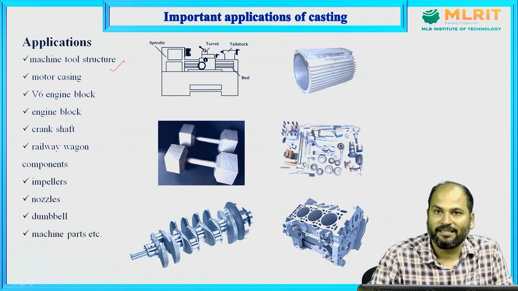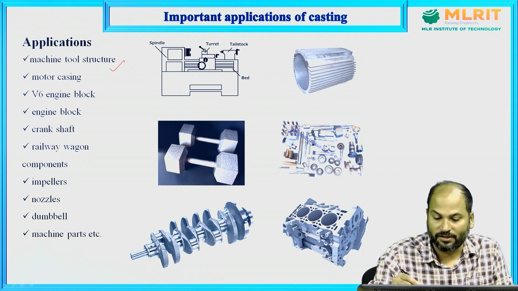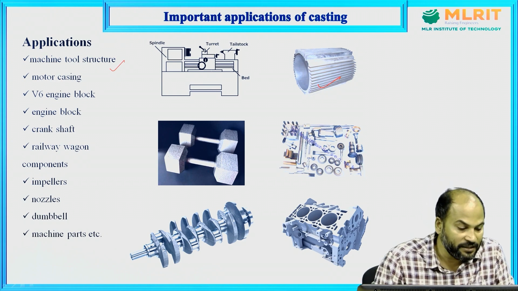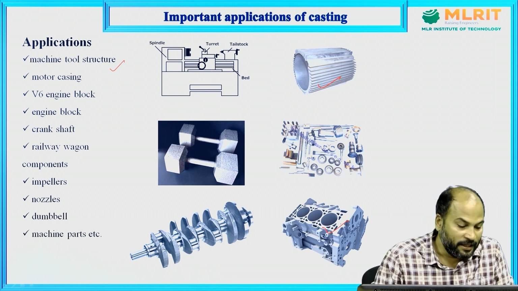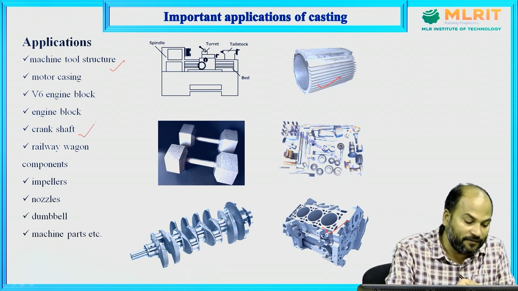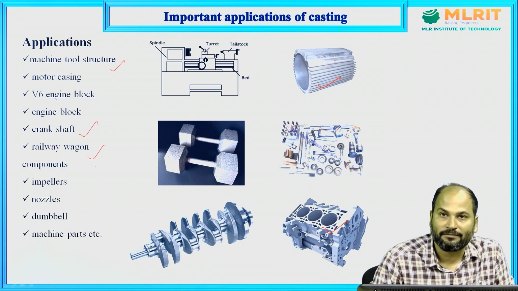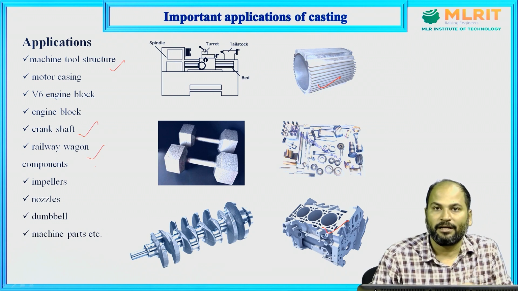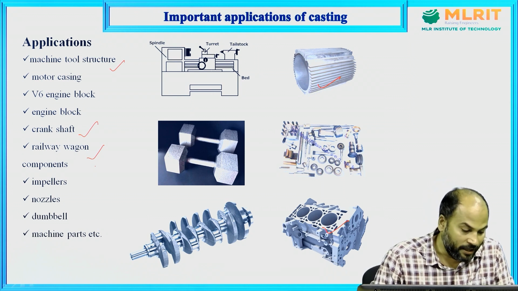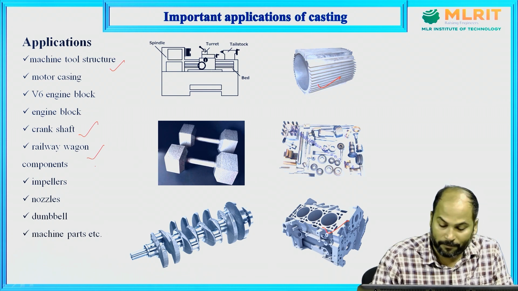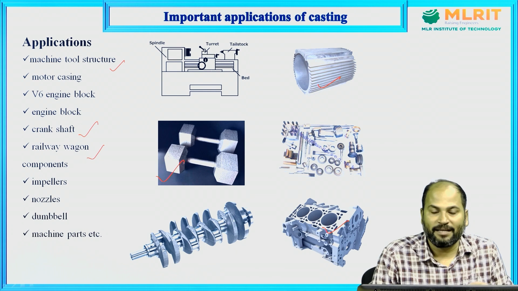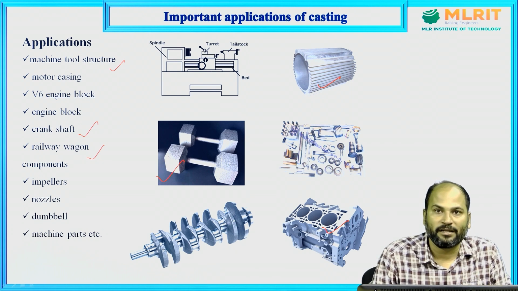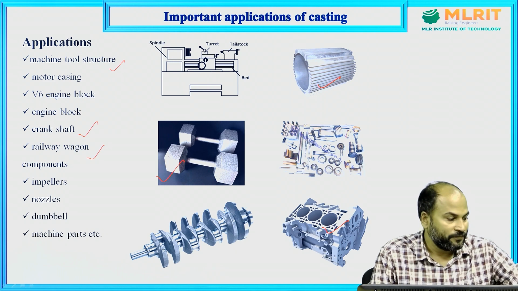Then motor casing is generally prepared by casting. You can see here in the diagram. Then the V6 engine is also prepared by the casting process. Engine blocks, crankshaft, railway wagon wheel components, impellers which are used in pumps, nozzles, dumbbells, all these things are prepared by the casting process. As I said, these are some of the important applications. Many other applications are there where casting is used.